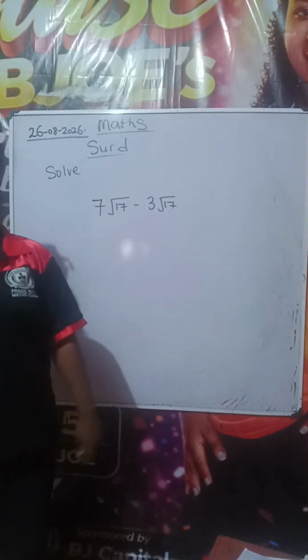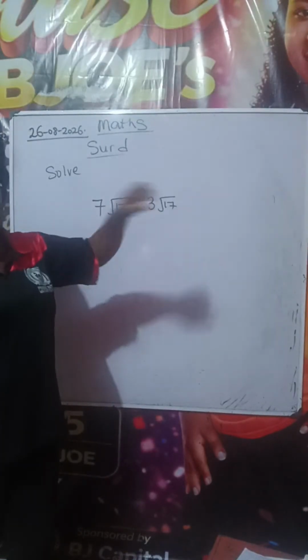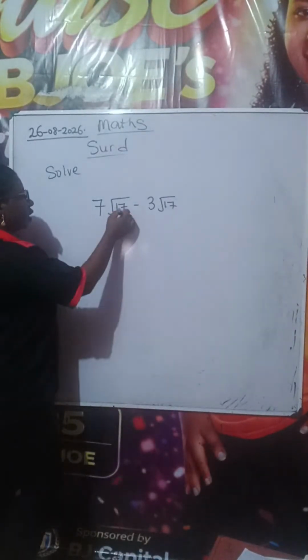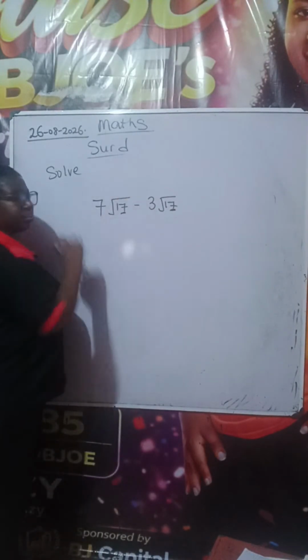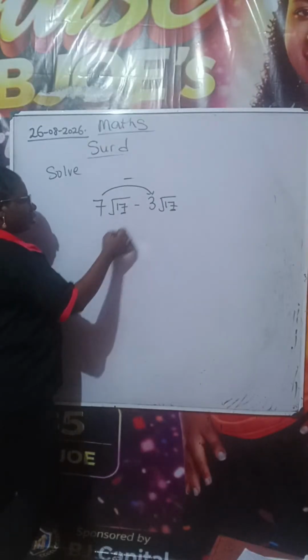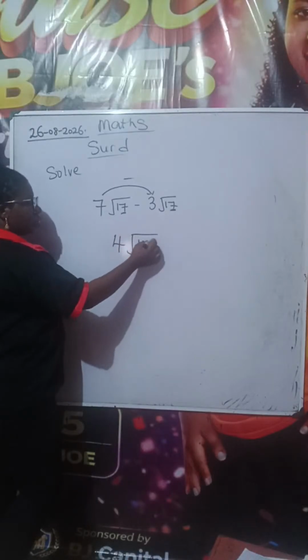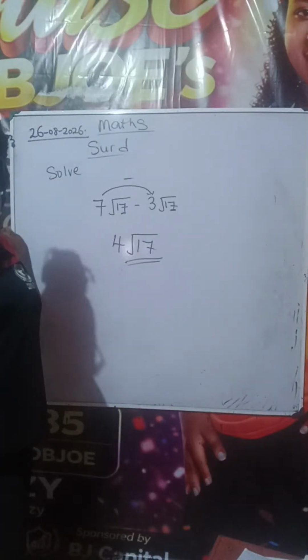Now what is the answer? Look at it. 7 root 17, minus 3 root 17. You check, you know that the root 17 is the same in both. So we can subtract. We have 7 minus 3. Just subtract the coefficients. 7 minus 3 will give you 4. Root 17, root 17, you pick one. 4 root 17. Finish. And that is just the answer. So is it clear? Yes.